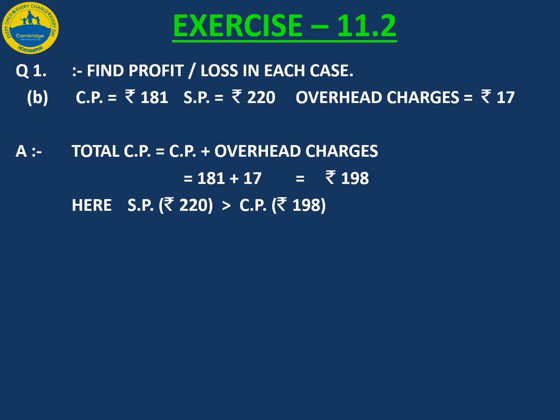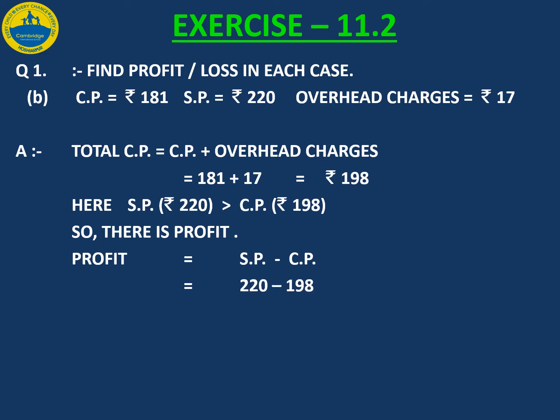Now we see that SP is equal to rupees 220 and our total cost price is rupees 198. So selling price is greater than cost price. There is profit, and profit is equal to selling price minus cost price. 220 minus 198. Profit is equal to rupees 22.